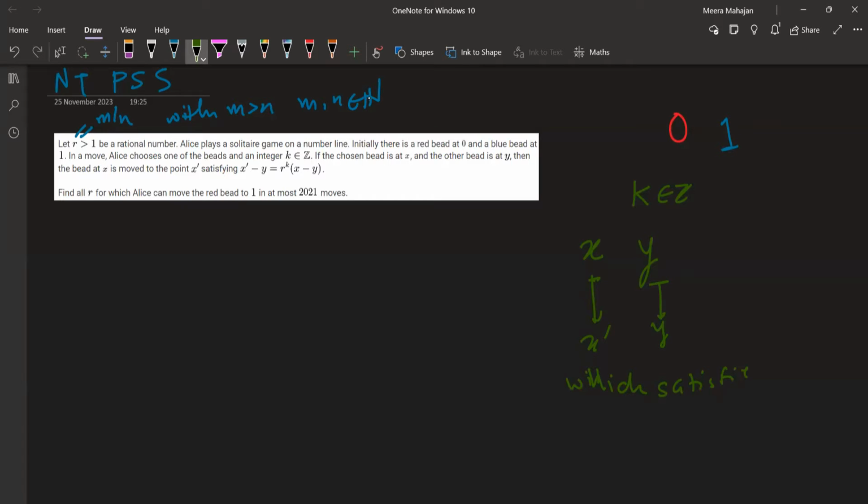You have to find all r such that you can move the red bead from 0 to 1 in at most 2021 moves. The k that you choose on every move can be different. So I hope the question is clear to everybody. I'll give you some time to think. If you get any ideas, just feel free to say it. If you have seen the problem before and know the solution, then preferably don't spoil it immediately.